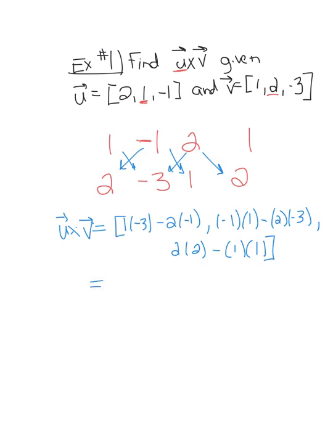Simplifying this even more, I have 1 times negative 3, which is negative 3, minus 2 times negative 1, which is negative 1. So negative 3 plus 2. My second component, negative 1 times 1, which is negative 1, minus 2 times negative 3, which is negative 6. So a negative 1 plus 6. And my third component is 2 times 2, which is 4, minus 1 times 1, which is 1. And I get 3.